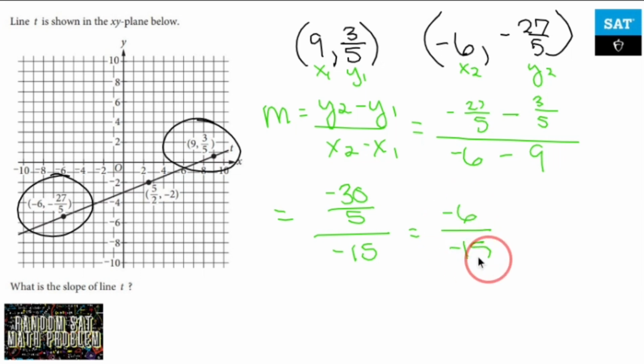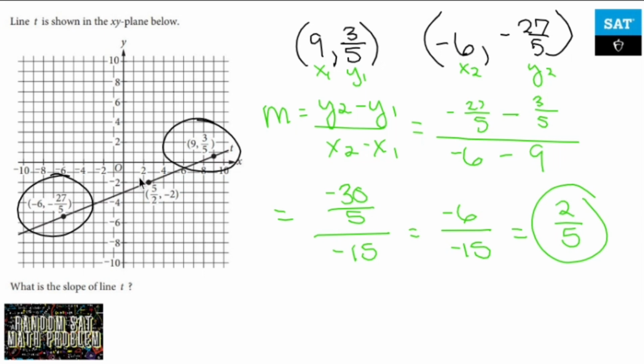Negative 6 over negative 15. You could divide the top and the bottom by 5 and also get rid of the negatives. Did I say 5? You can divide the top and the bottom by 3. That gives you 2 over 5. That's my guy. And I guess when you grid this in, if that's even a thing anymore, you would label that appropriately. But this looks like 2 over 5.